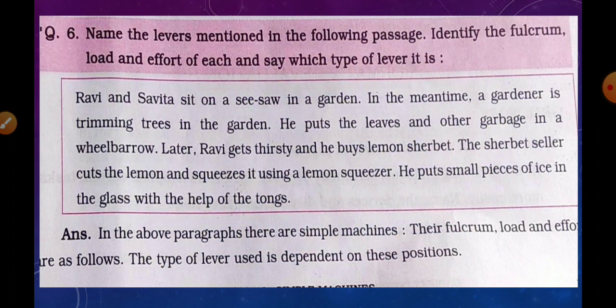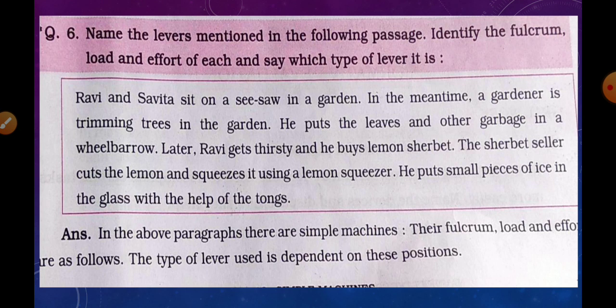See here, a paragraph is a passage. A small passage is given here. You have to read that passage. And what you have to do? Name the levers mentioned in the following passage. Identify the fulcrum, load and effort of each and say which type of lever it is.